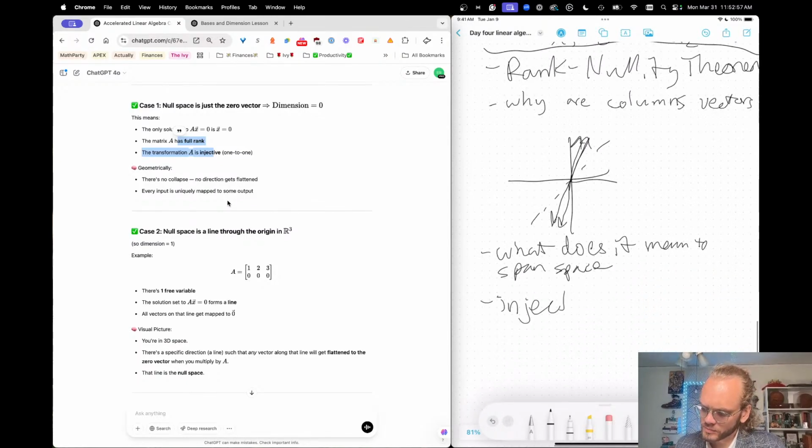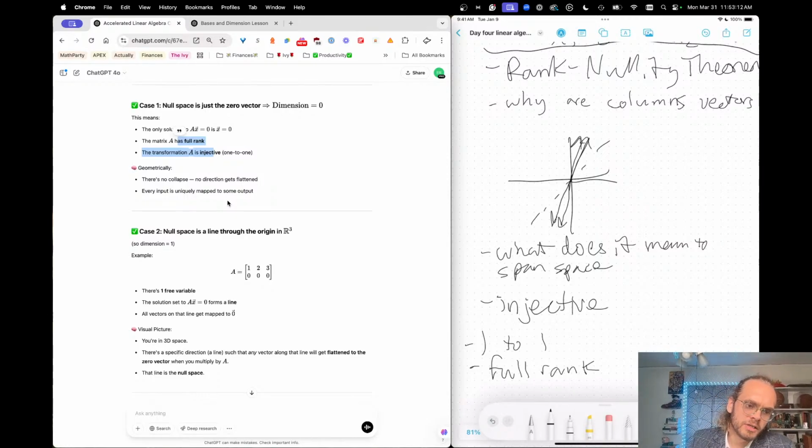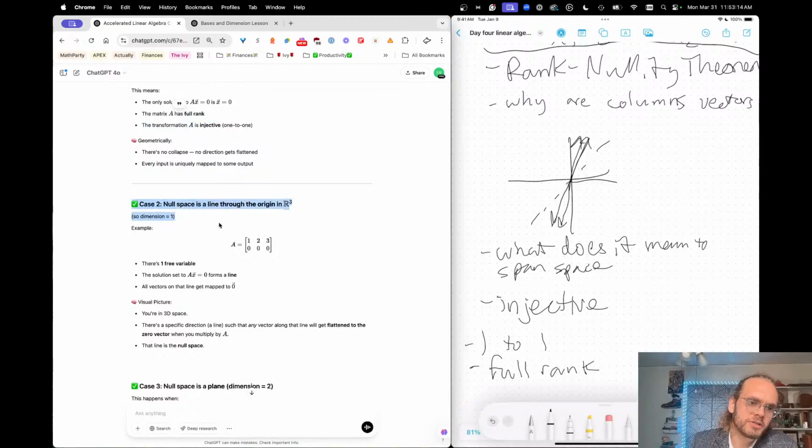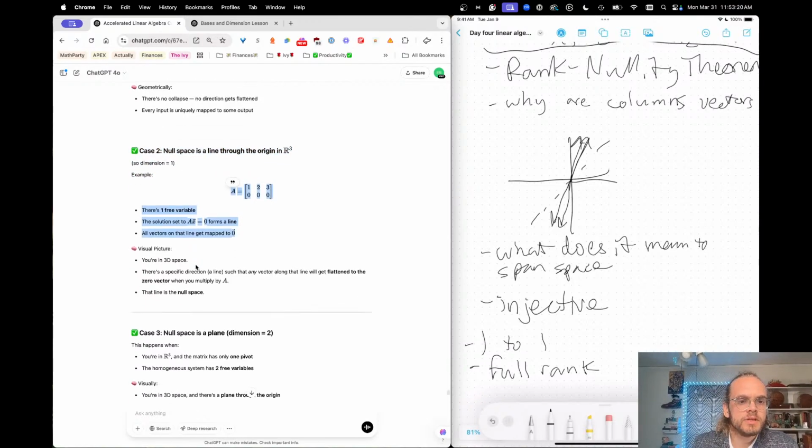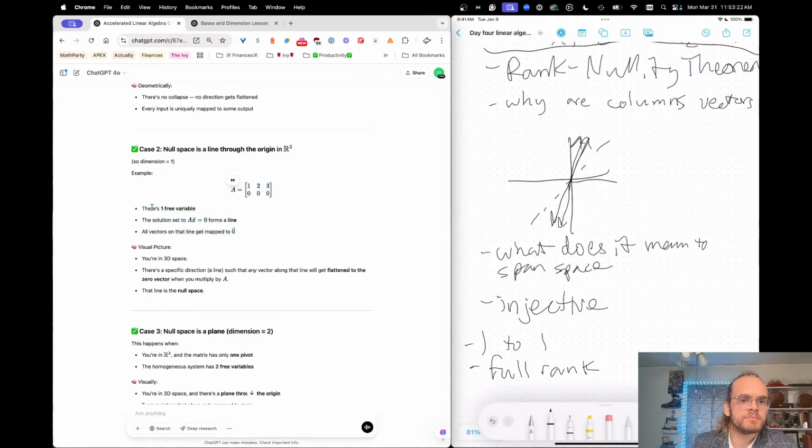Injective. 1-to-1 for a transformation and full rank. I know what 1-to-1 means for a function in 2 dimensions. Null space is a line through the origin in 3-dimensional space. So here there's 1 free variable. It's only 1 pivot though.